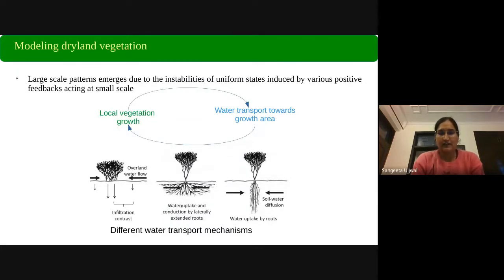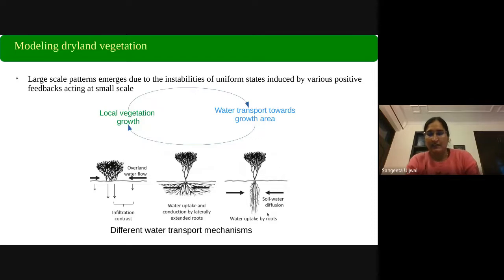So another feedback is due to the water uptake by the roots of the plant. If the plant is able to take more water, then it grows more, and if it grows more, then its root extends to a larger section of the soil, and then it is able to take more water. So there is a positive feedback between water uptake and the growth of the roots in the plants.